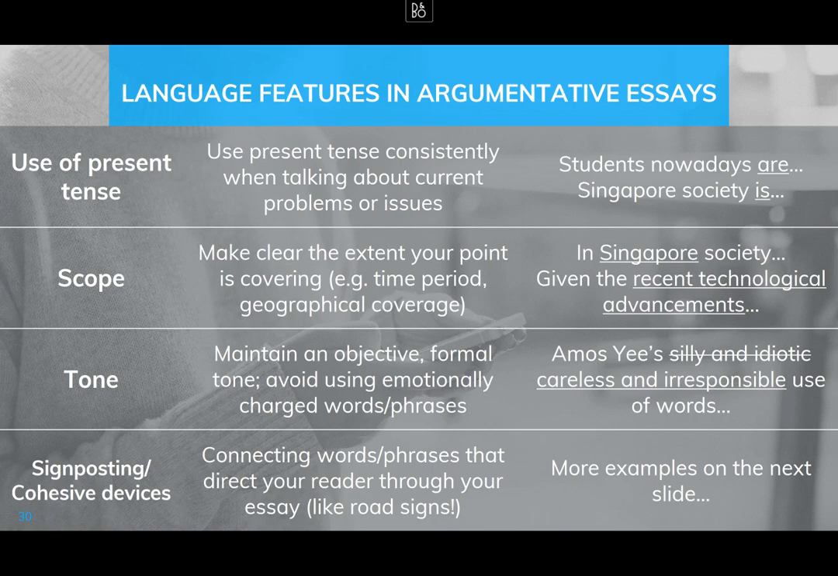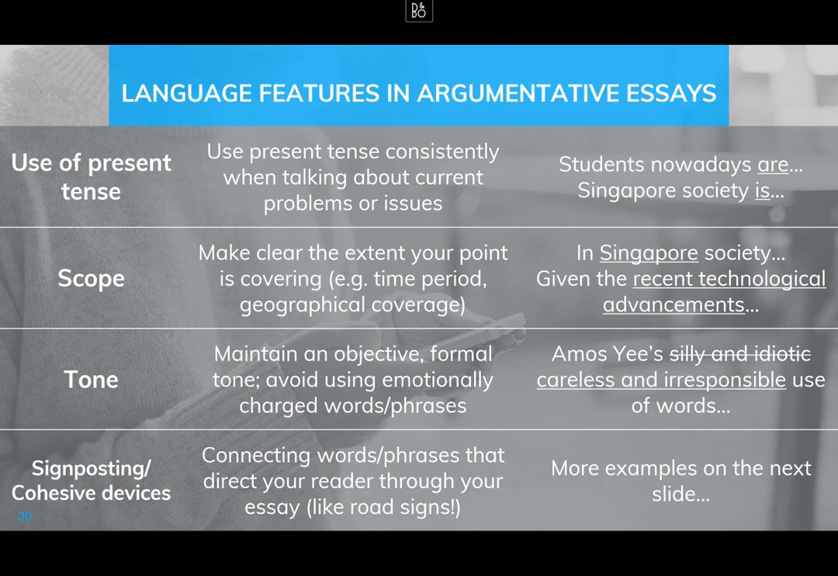That also involves the use of qualifiers to shape your point. What do I mean by the use of qualifiers? Many times students like to use words like always, never, everyone, everything, every time, things like that.